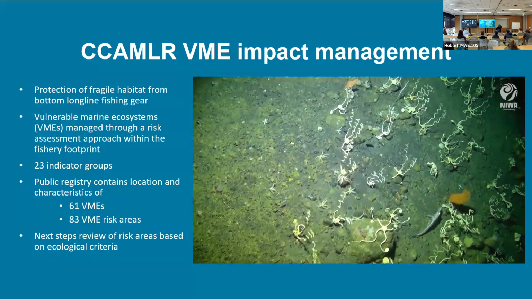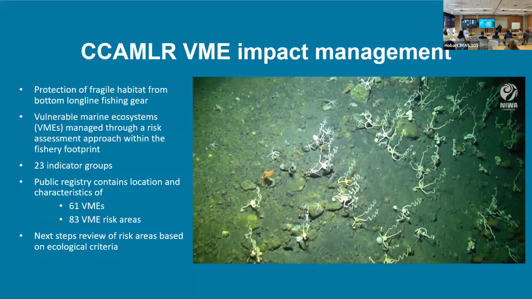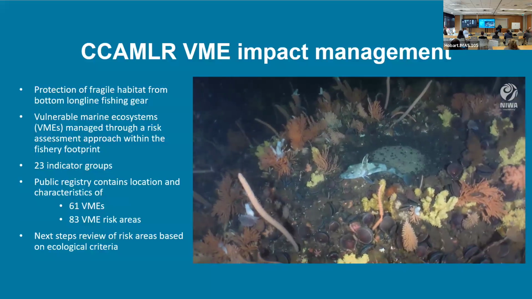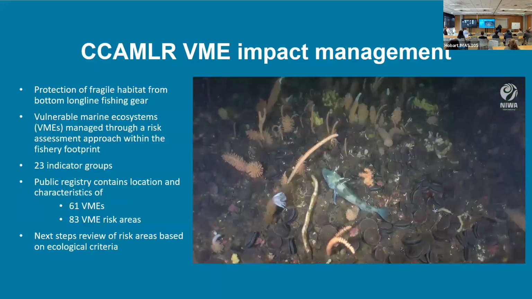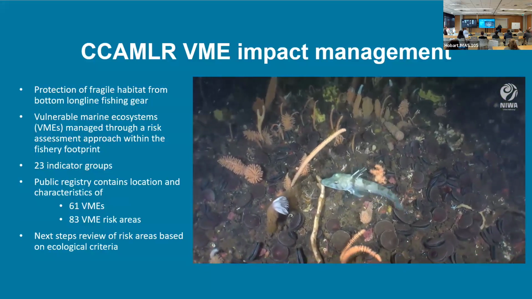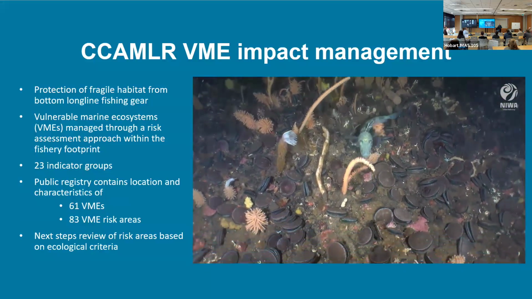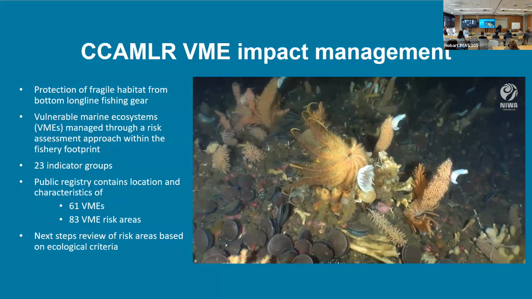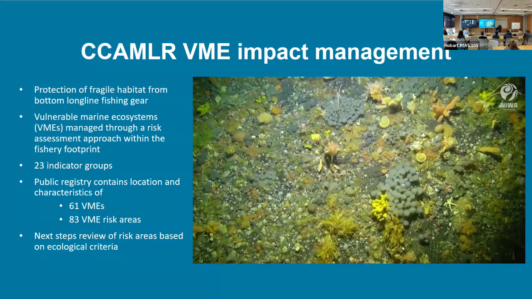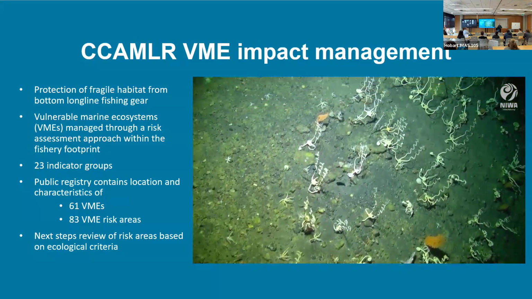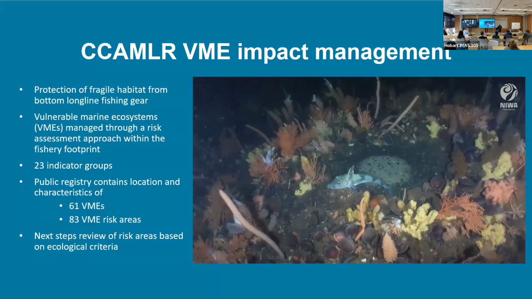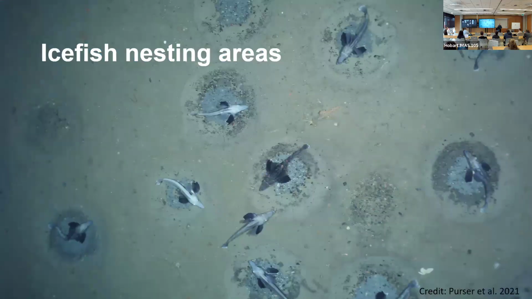So CCAMLR has, since 2009, had rules on the books about minimizing impacts to vulnerable marine ecosystems. We've developed 23 different indicator groups to do that with, and currently there are 61 registered designated VMEs and 3 different risk areas where the fishery is triggered based on a threshold of catch, of bycatch, an area that we were concerned about, and so those are closed until further review. And sort of the last thing that is sort of a new topic is these ice fish nesting areas.